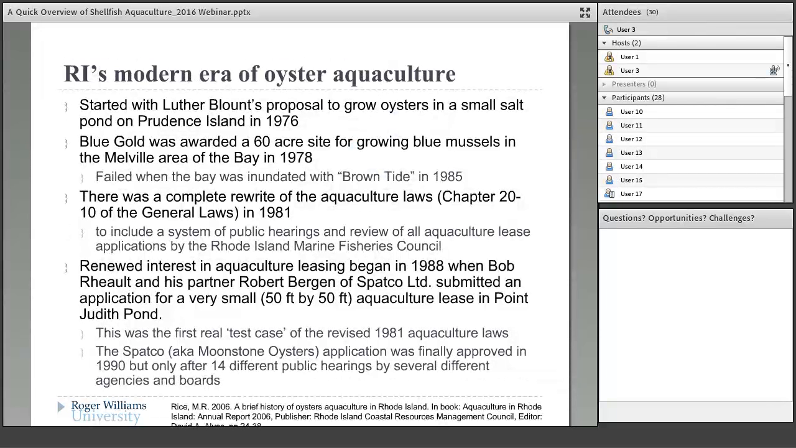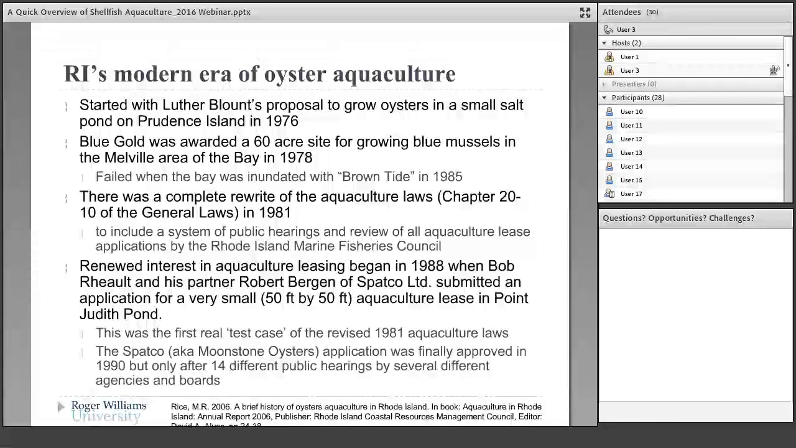So that leads us into Rhode Island's modern era of oyster aquaculture. And that started with Luther Blount proposing to grow oysters in a small salt pond that he actually dug on Prudence Island in 1976. A short time after that, Blue Gold, a company that was growing blue mussels, applied for and received an area down by the Melville area of the bay that was 60 acres in size for growing blue mussels.